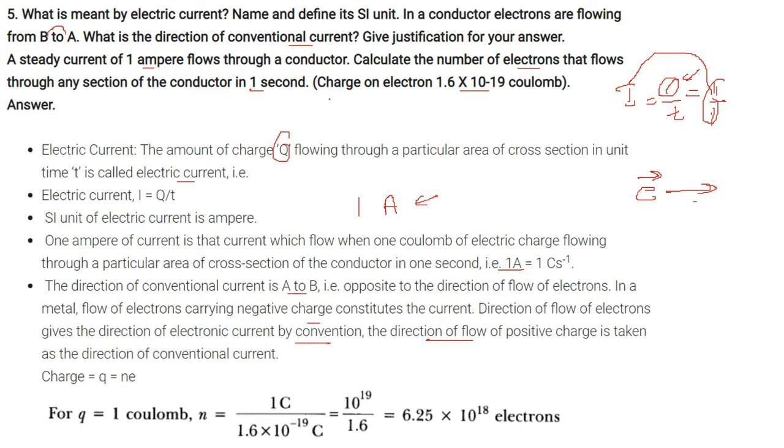And for this part, you know, Q equals N into E, number of electrons into charge of an electron. So for 1 coulomb, what is N? This is 1 coulomb. So we divide it by the charge, and we get the number of electrons. So N is equal to Q by E. Q is 1 coulomb, E is 1.6 into 10 to the power minus 19, which gives 6.25 into 10 to the power 18 electrons.